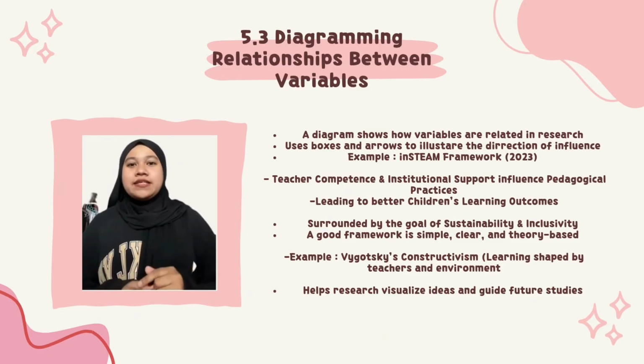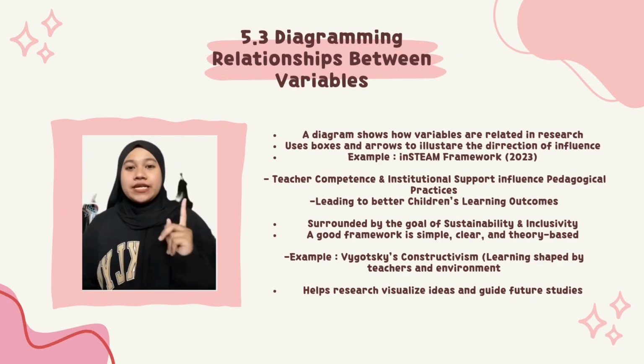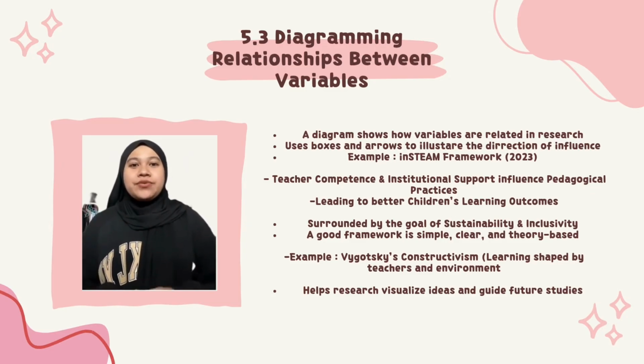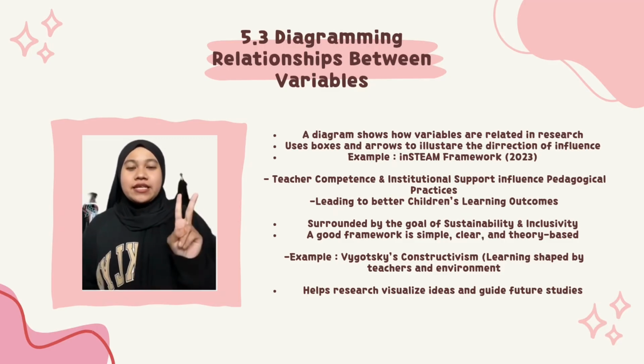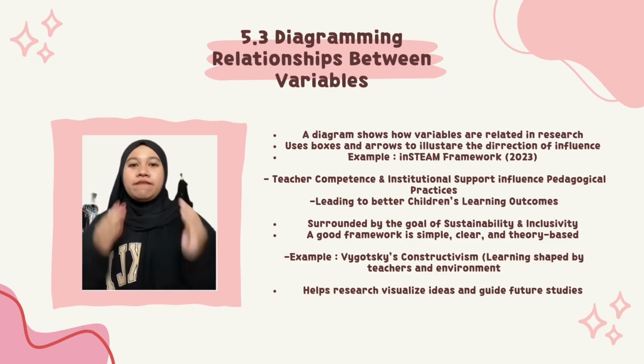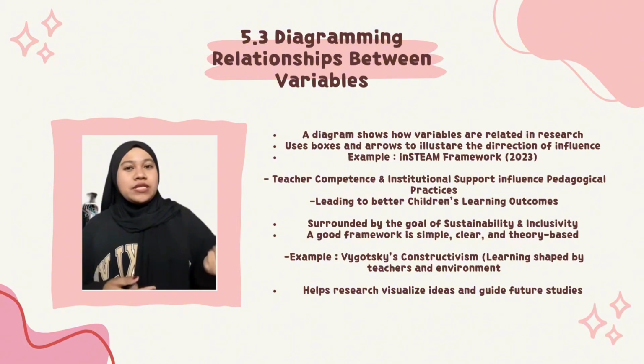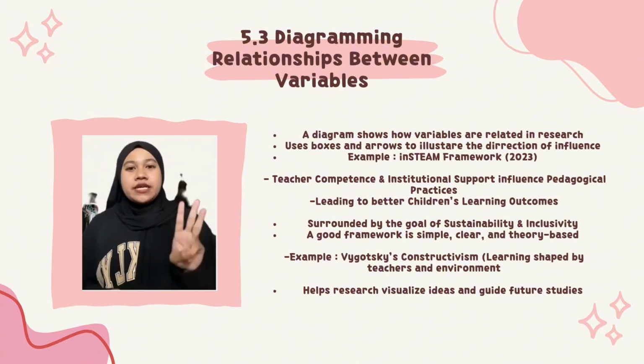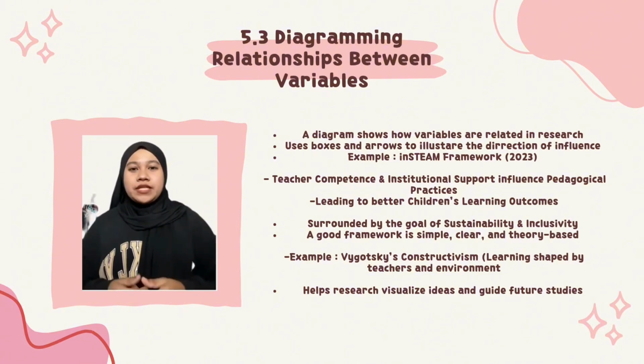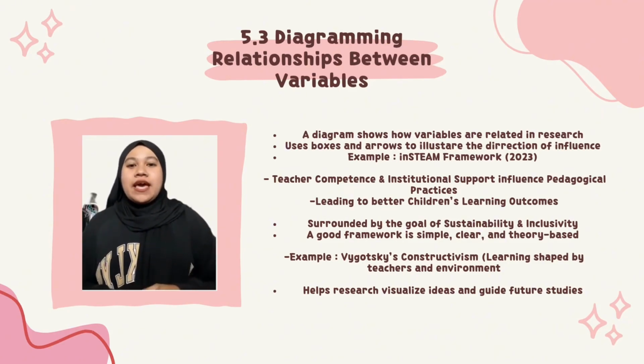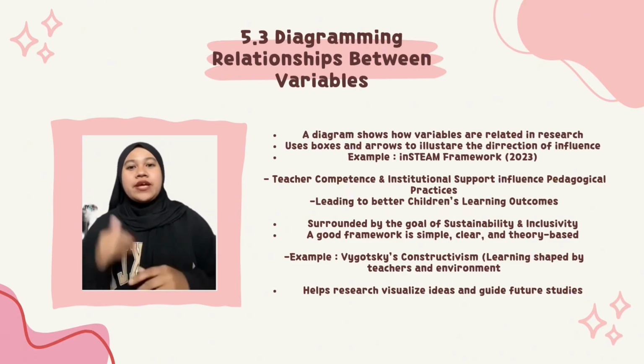For example, in the STEM Framework 2023, there are 4 main variables. First, teacher professional competence, which refers to teachers' knowledge, attitudes, and practice. Second, institutional support and environment, which includes resources, leadership, and training. Third, pedagogical practice, which are classroom strategies used to create inclusive learning. And fourth, children's learning outcomes, which focus on creativity, confidence, and participation.